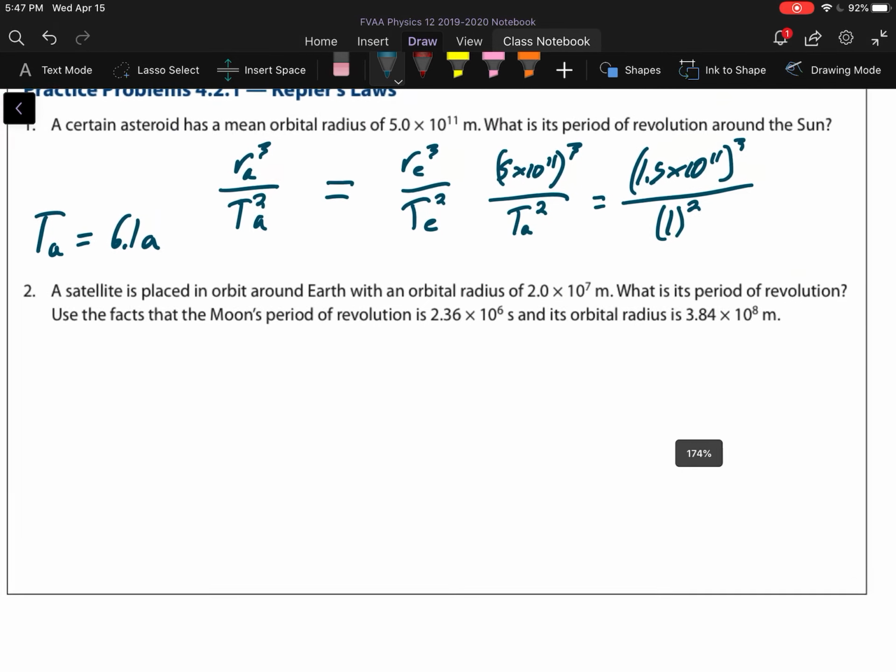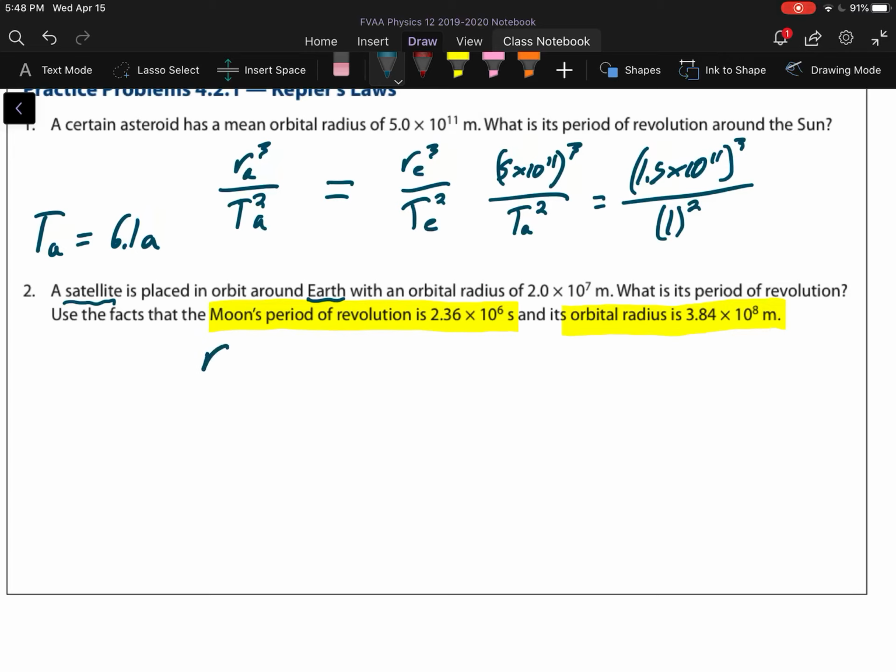Next question here. A satellite is placed in orbit around the Earth with an orbital radius of 2 times 10 to the 7. What is the period of revolution? Use the facts that the moon's period of revolution is this, and its mean orbital radius is this. Okay, so now we can't use the K for the sun when we're asked about a satellite that's rotating around the Earth. We need a different K value, but we can find that K value by using another object that's rotating around the Earth, in this case the moon.